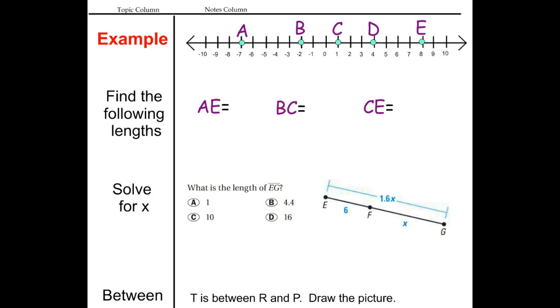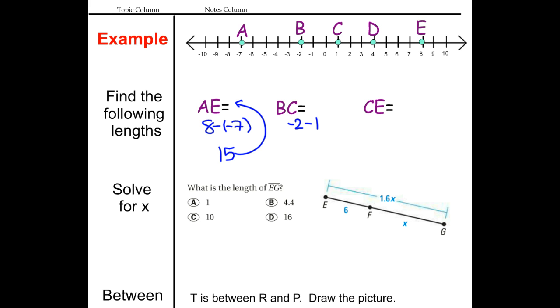All right, so let's find the lengths of each of these pieces. Using the number line up there, let's find the lengths. So AE, the difference from 8 to negative 7. Well, we could count out each piece, or we could do 8 minus negative 7. That's going to equal 15. So this is 15.